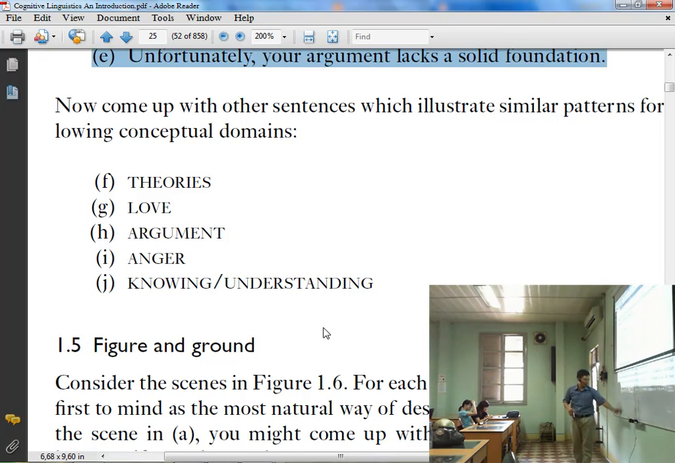Okay, so love can be food. What else? Love can be rose.